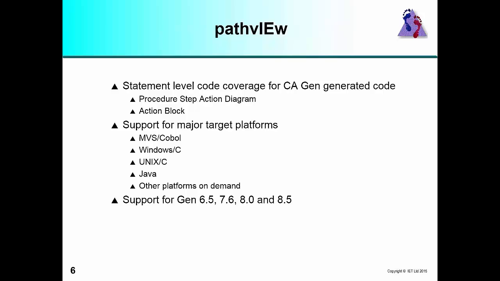pathvIEw is a statement-level code coverage tool built specifically for CA-Gen, and it enables you to produce statement-level code coverage for procedure step action diagrams and action blocks, with support for all of the major target platforms like MVS, Windows, Unix, Java, and Gen 6.5 and above.